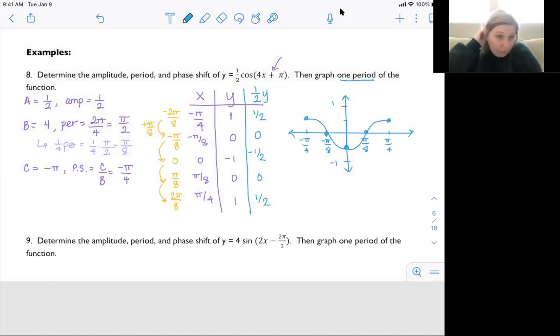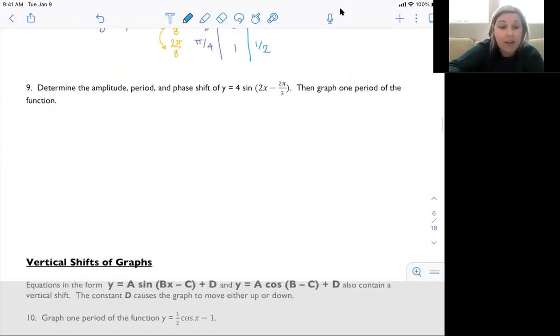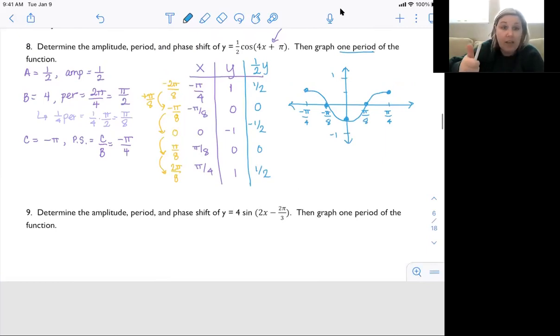Okay. Alrighty. Now let's look at number 9. I'm going to ask you to pause your video, figure out your A, B, and C, and see if you can figure out, just like we did up here, what's the amplitude, what's the period, what's the phase shift. And let's pause and check on that before you move on too far. So pause your video and try that sort of side work, the first part there.